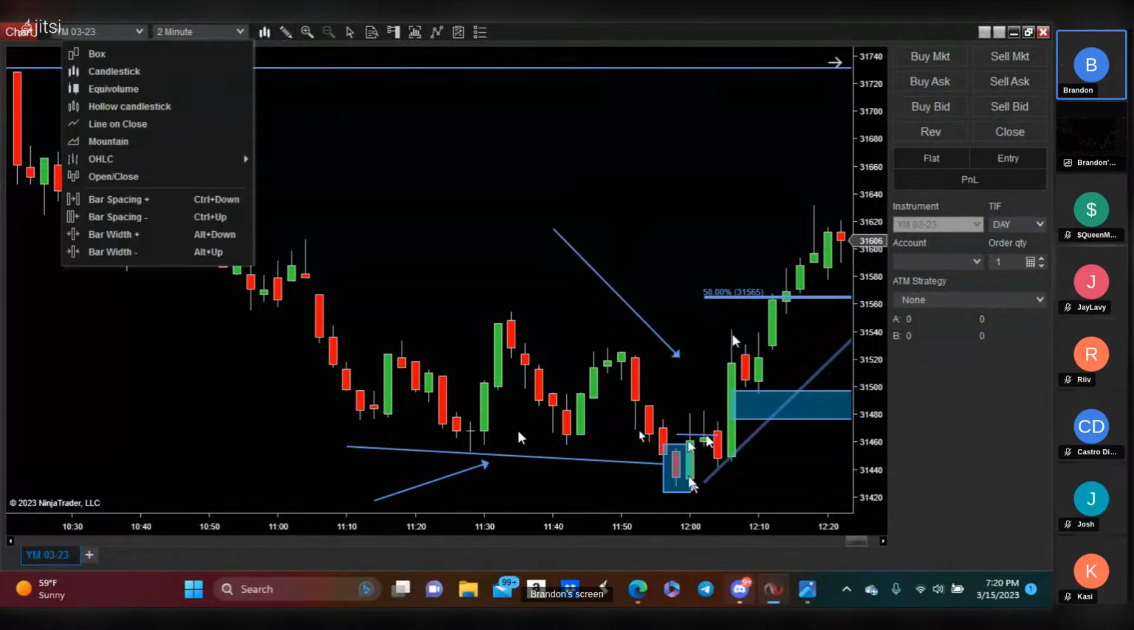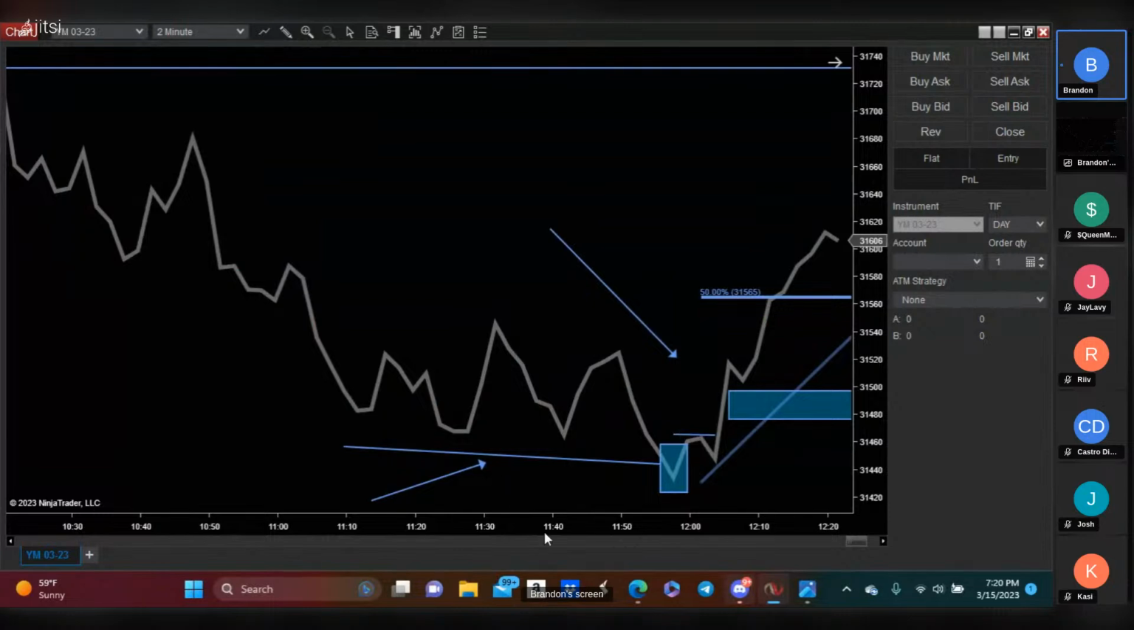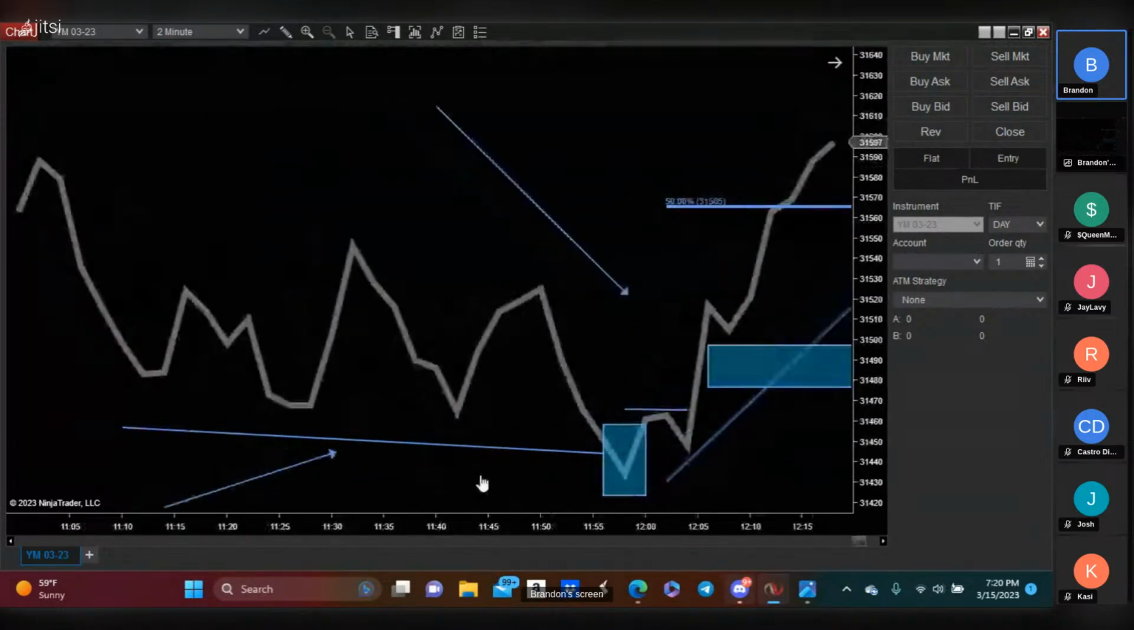You see that? Let me go to the line chart for the untrained eye. See where I got this little blue line at? That's a little short term high. You need to see the lowest one being broken, not this one up here. You're gonna miss the trade. Not that one up there. You want to see the lowest one being broken.